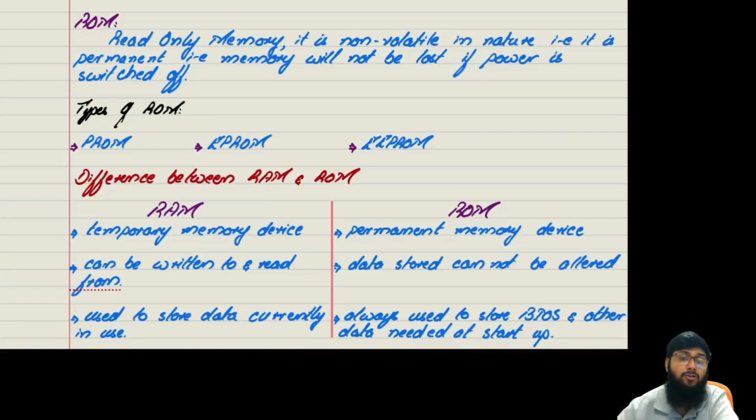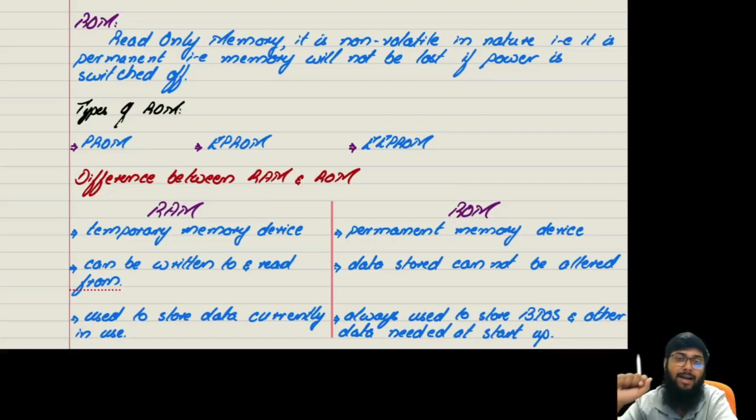that is the ROM. ROM is a read-only memory and it's non-volatile in nature. Now what do you mean by non-volatile? Non-volatile refers to being permanent in nature. That means whatever you store in the ROM will stay in the ROM until you delete it manually. It won't be deleted as soon as you shut down the power.